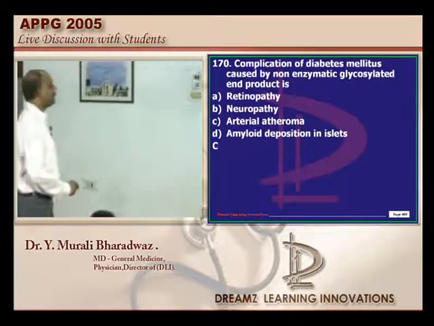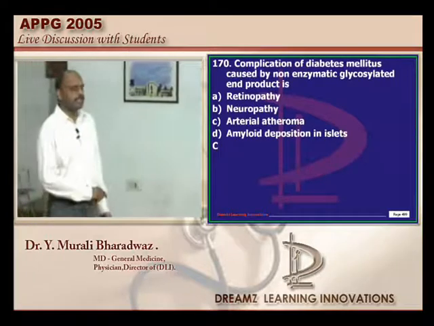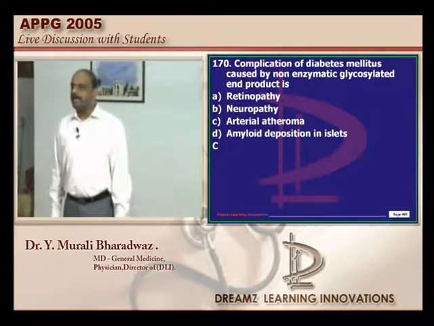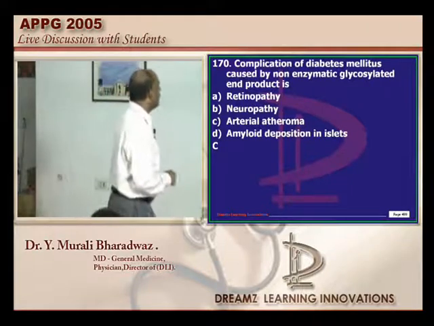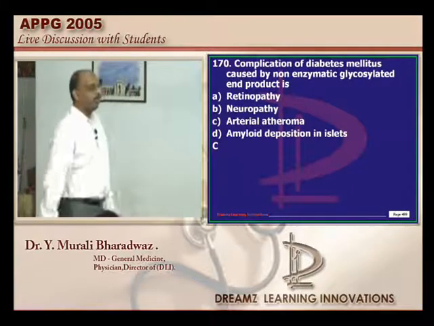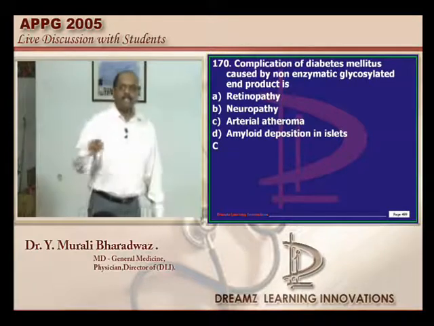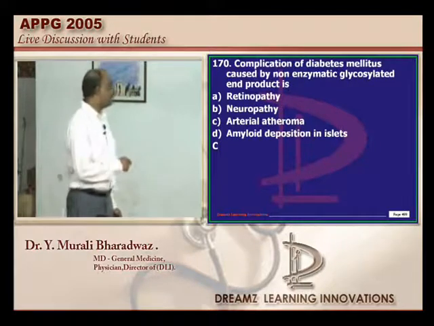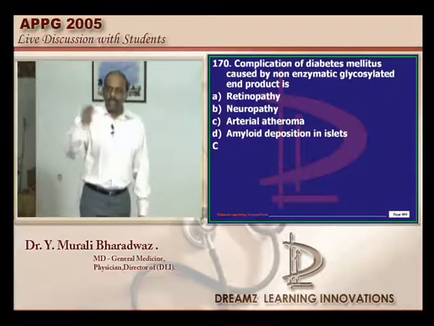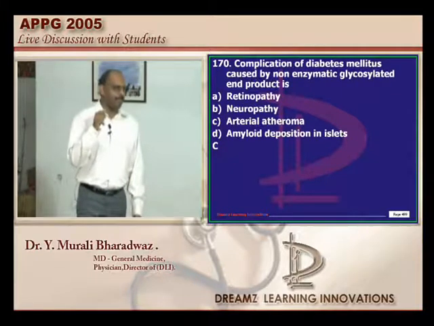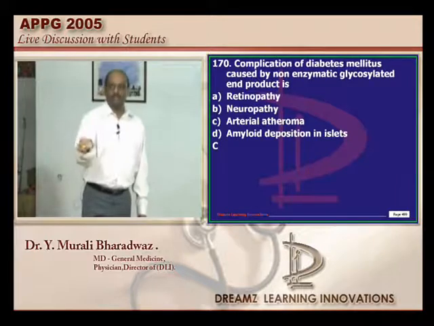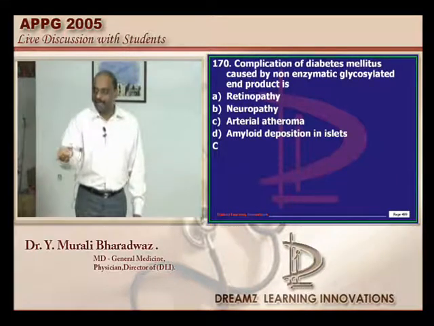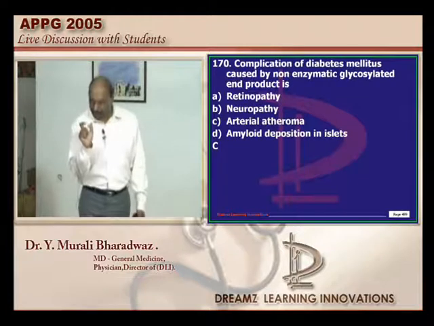A complication of diabetes which is caused by non-enzymatic glycosylated products. What are they called? Amadori products. Amadori products. So they typically lead to arterial atheroma. What is the reason, doctor? These non-enzymatic glycosylated end products will go and sit on the vessel wall, invite the LDL, and the LDL will deposit that cholesterol, I mean that fat tissue, in there, and that leads to development of the atherosclerotic plaque.